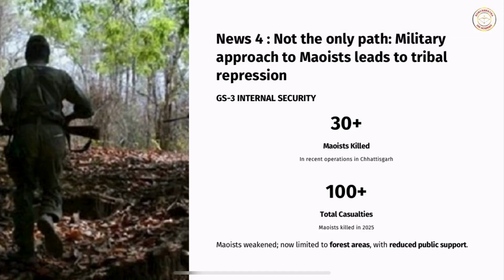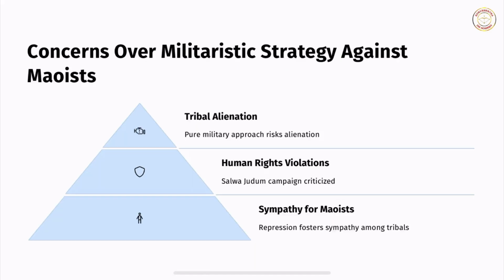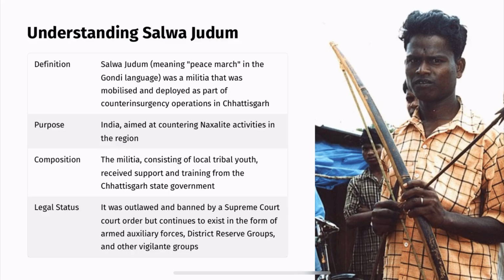Not the only path: a military approach to Maoism leads to tribal repression. This comes under GS3 internal security. Maoists are not limited only to forest areas. A militaristic strategy against Maoists is alienating the tribes, violating human rights and repressing the tribals. Salwa Judum means peace march in the Gondi language; it was a militia mobilized and deployed as part of the operation in Chhattisgarh. India aimed at countering Naxalite activities in the region.